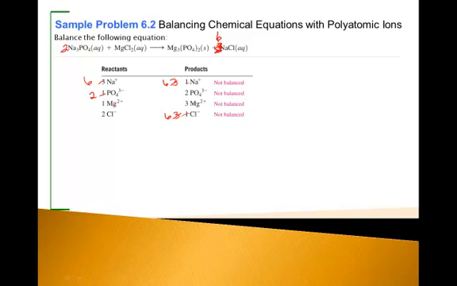I have 1 Mg, and over here I have 3. So I'm going to have 3 on this side. So 3 Mgs. And now I have a total of 6 chlorines. So I have 6 Na's, I have 2 PO4s on each side, 3 Mgs, and 6 Cls. So that means my equation is balanced.